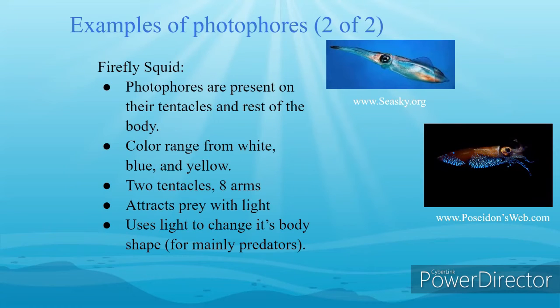It has tentacles and arms, and it also attracts its prey with light, just like many of the other creatures that contain photophores. And it uses light to change its body shape, mainly for the predators, so it can get away and it can easily fool the predators.